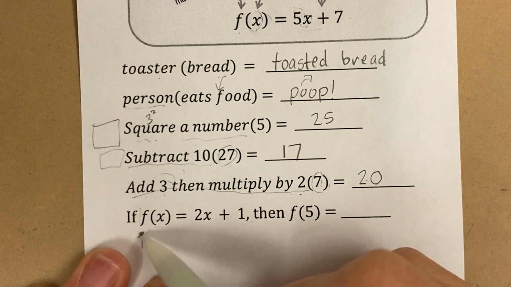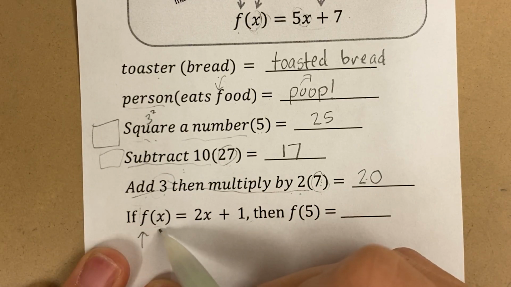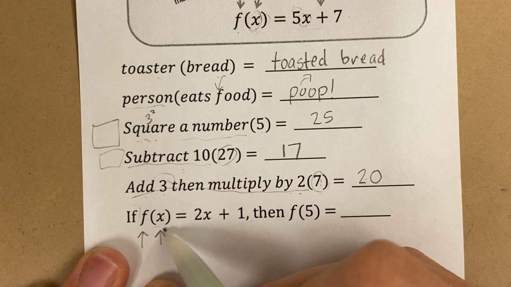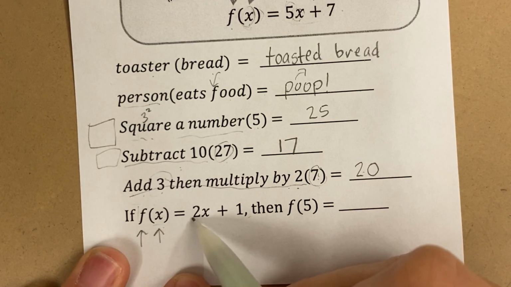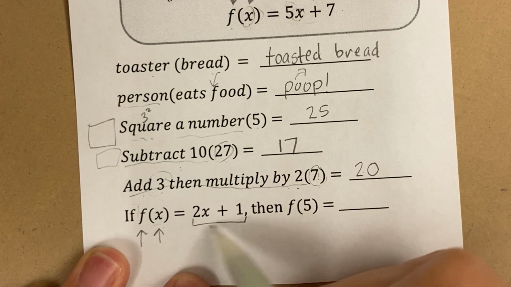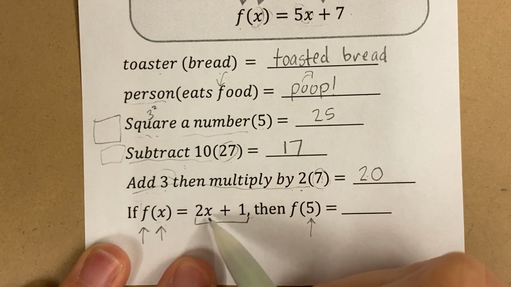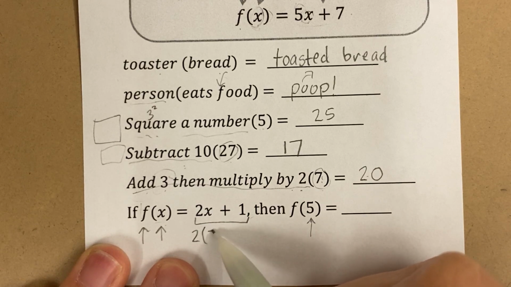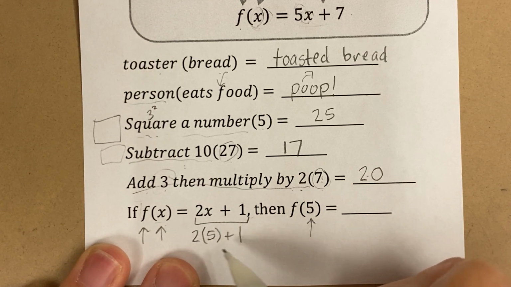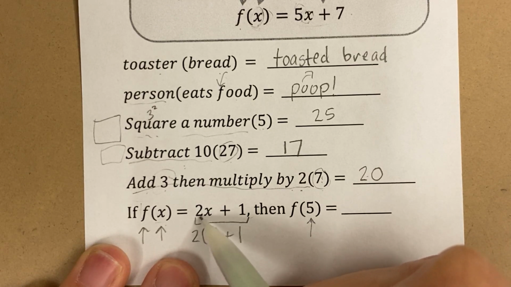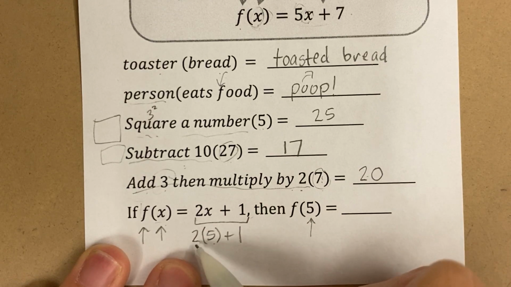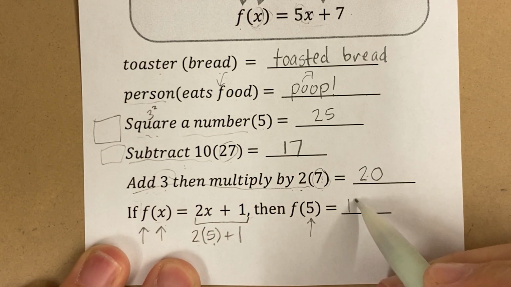And finally, this is what the machines actually end up looking like. Here my machine is my F machine, and my input is going to be an X value. And then the machine does something to my X value. So what if I input 5 into that machine? Well, what that looks like, and this is what we're going to get into right now, is this. Instead of 2 times X plus 1, it's 2 times 5 plus 1. Well, 2 times 5 is 10, plus 1 is 11.